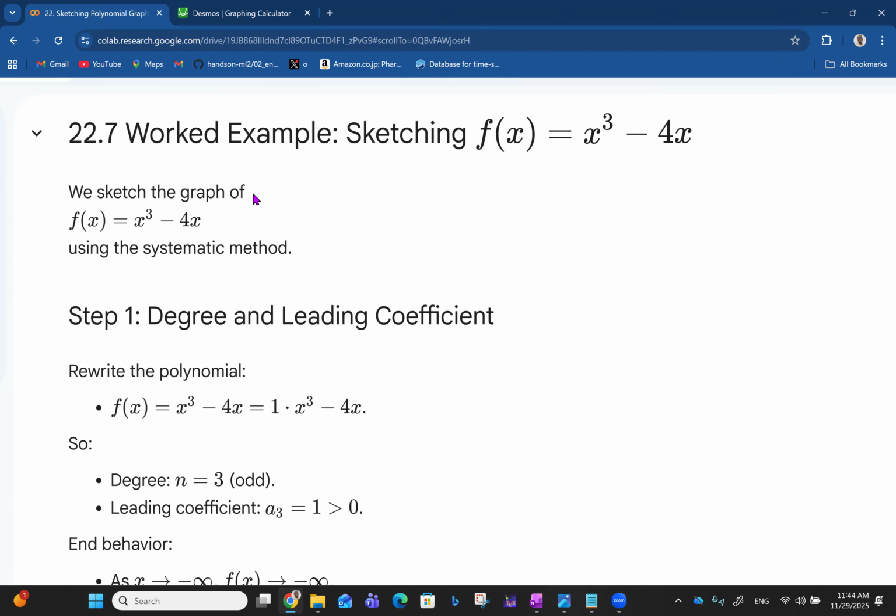First of all, we sketch the graph of f of x equals x cubed minus 4x using the systematic method. Step 1, degree and leading coefficient. So we write the polynomial.